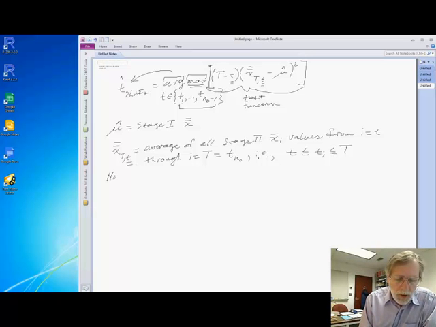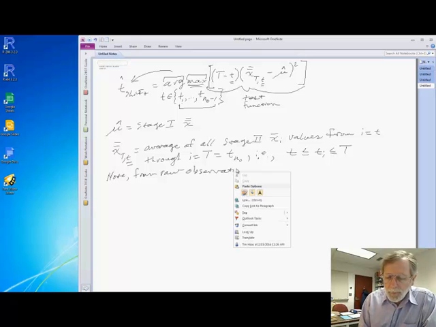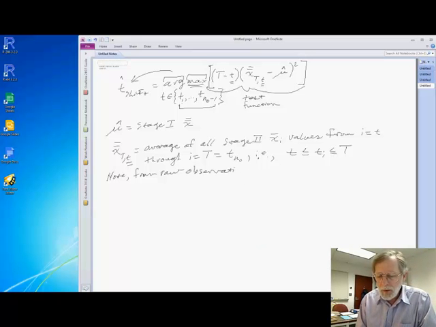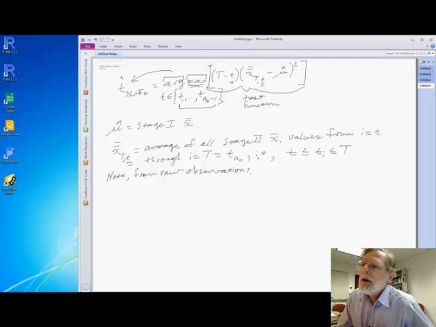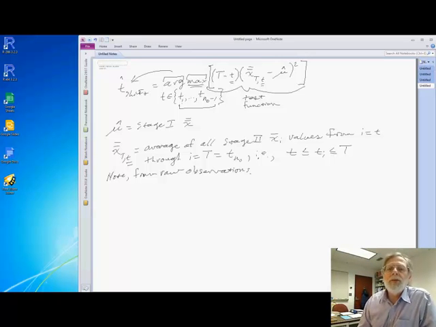Note, from raw observations, you'll have a question of, well, how do I compute t for a subgroup when in fact the observations inside the subgroup were taken at their own particular time points.